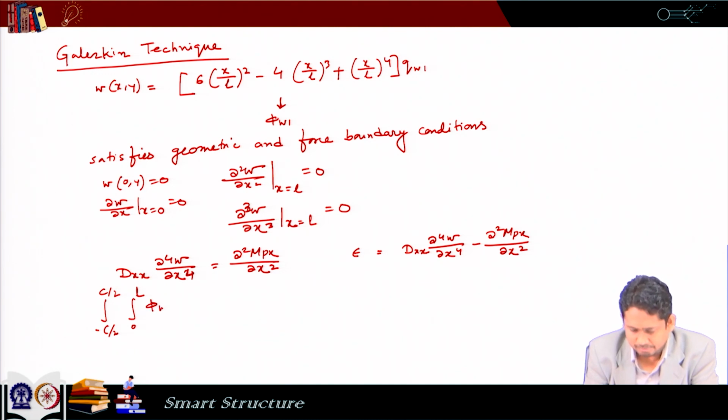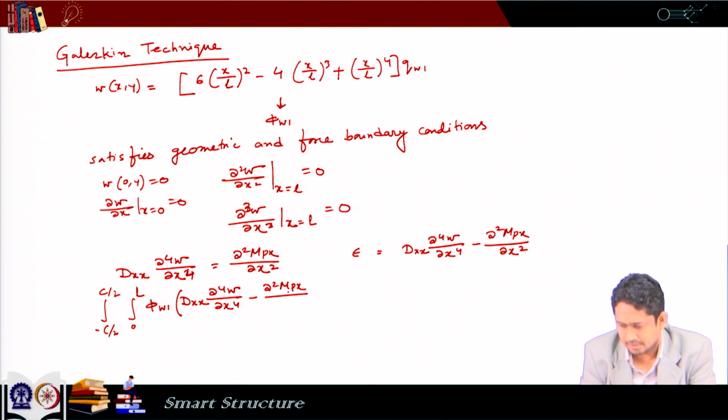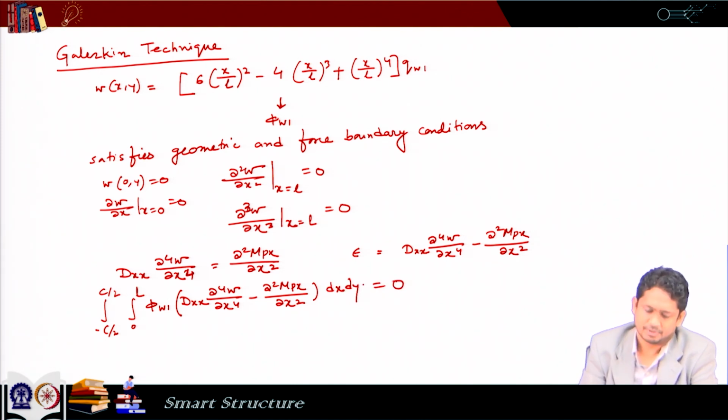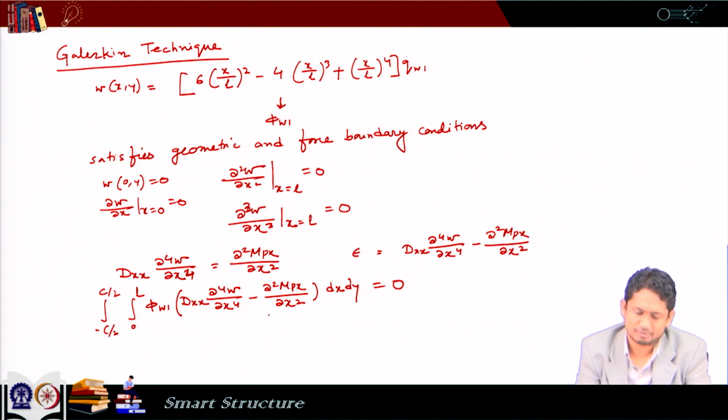Now, we multiply phi W1, minus del 2 MPX by del x2, dx dy is equal to 0. So, this quantity would give us an equation, a term where I have QW1, and this would give us a pure force term, and by solving that we can find out our QW1.